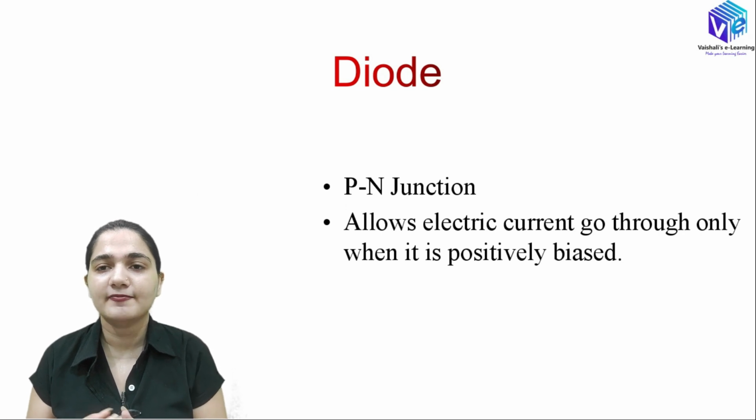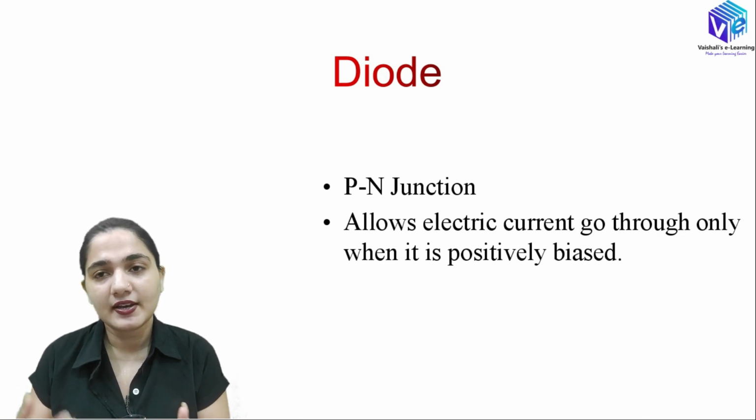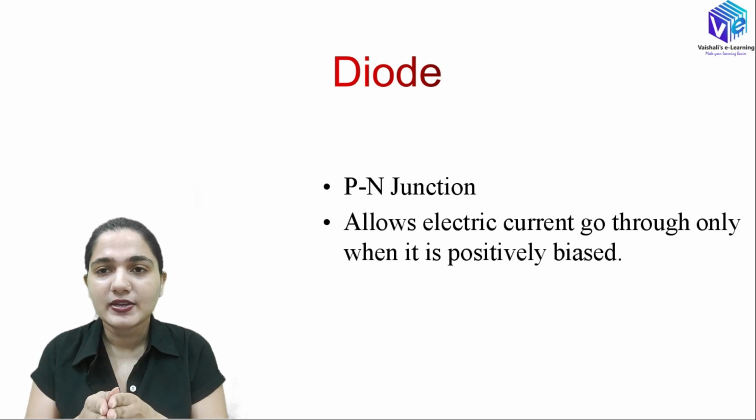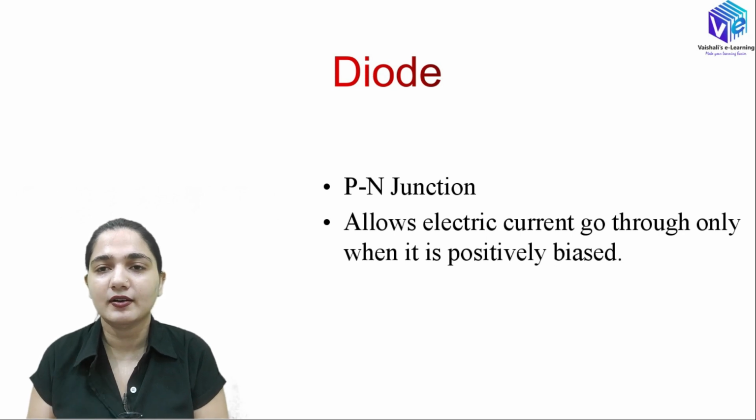So whenever we combine P type material and N type material, actually P type silicon and N type silicon, they form a PN junction at the combination. At the junction they form a layer. So this is the PN junction.